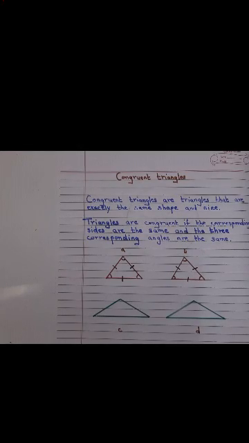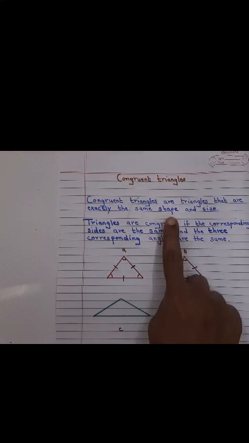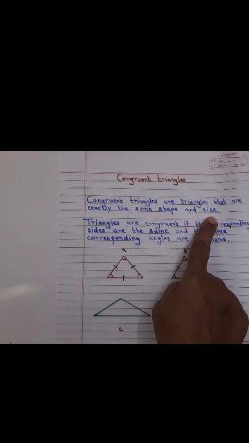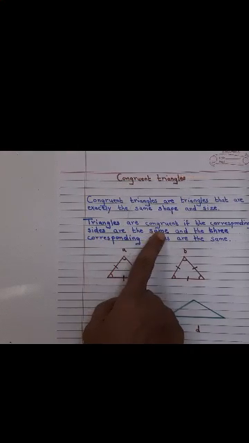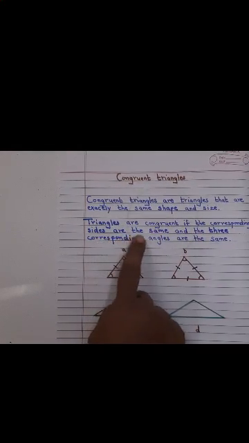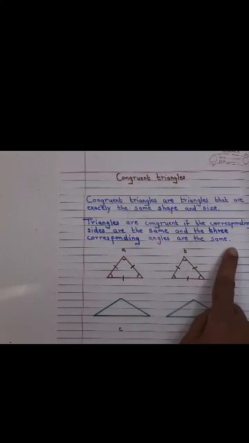Okay, now let's move to another chapter. So we are done with lines of symmetry. That's page 85. Now let's see something about congruent triangles. We move to the next chapter, children, that is congruent triangles. Now congruent triangles, what do we mean by congruent triangles? Congruent triangles are triangles that are exactly the same shape and size. Triangles are congruent if the corresponding sides are the same and the three corresponding angles are the same.